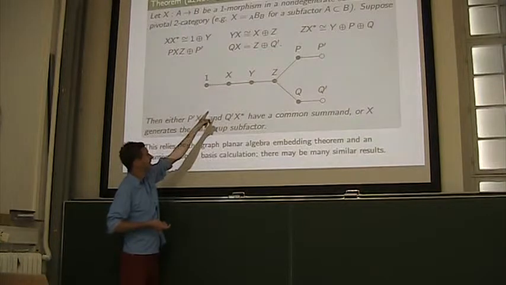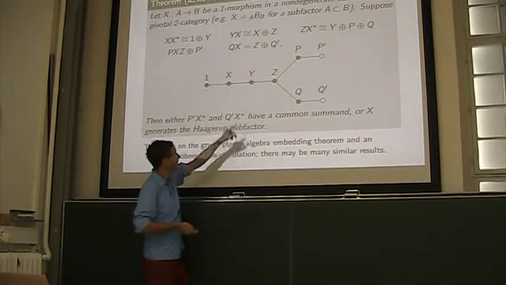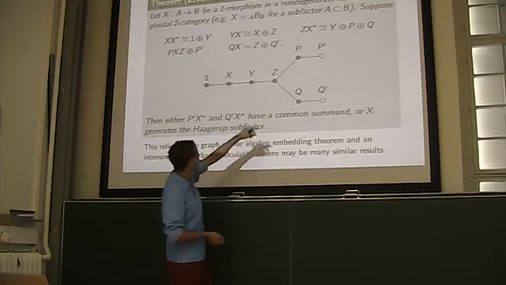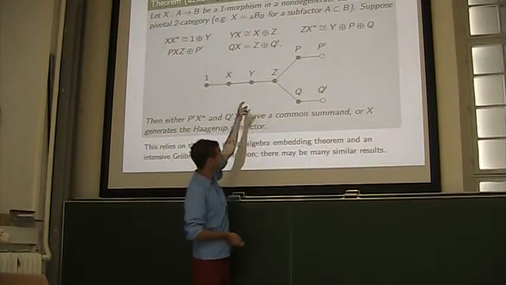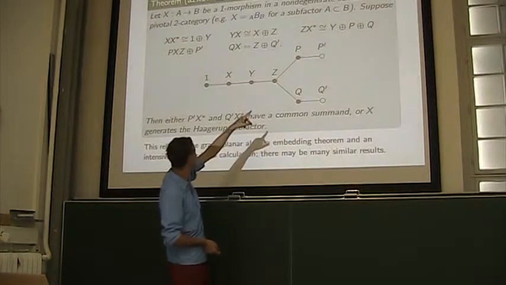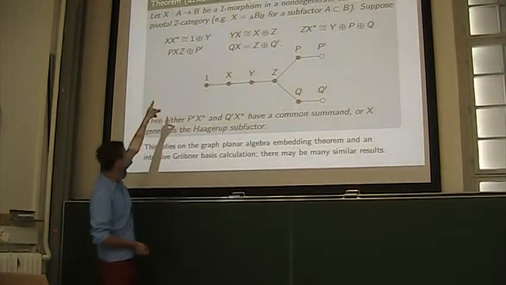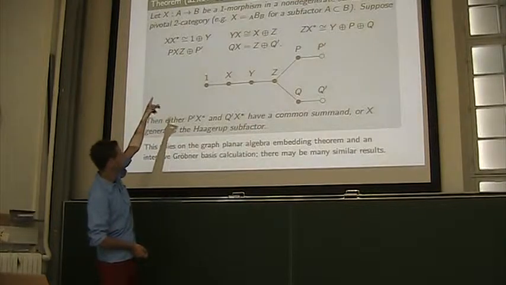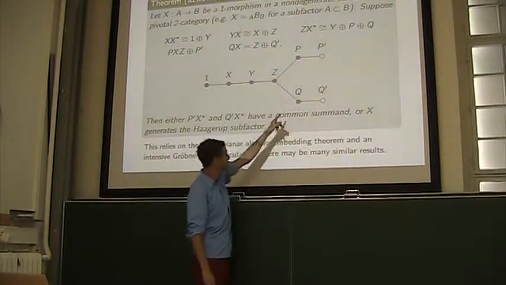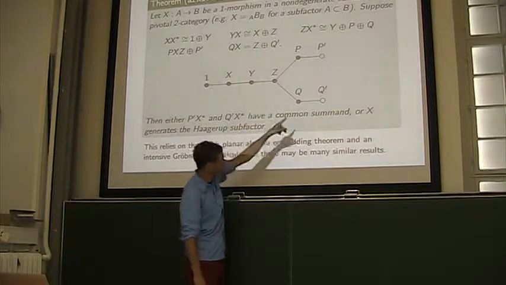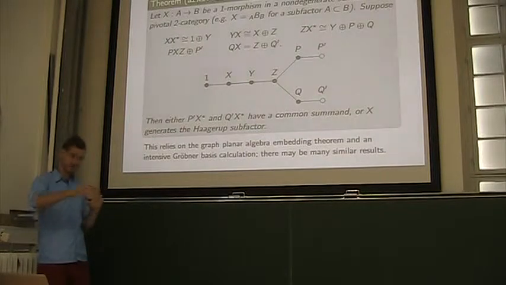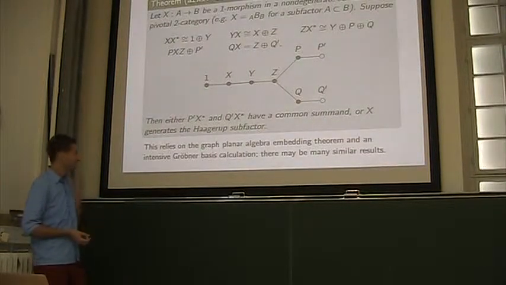Okay, so X tensor X dual splits up as 1 plus Y. Y tensor X splits up as X plus Z. Z tensor X dual splits up as Y and then two things, P and Q. And then, so that's a typo there, that's just meant to be P tensor X is isomorphic to Z plus P prime up there, and Q tensor X is Z plus Q prime. So we've said a whole lot about how this generating object breaks out in its tensor products.